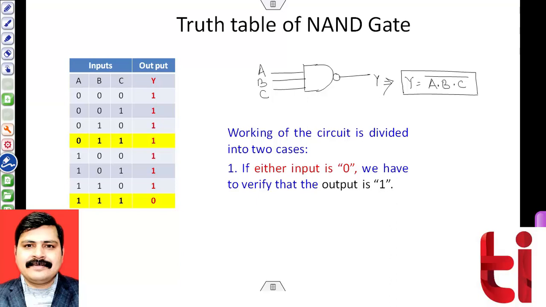And for the example, I have highlighted the term in yellow. We will discuss this particular case when A equals 0, keeping remaining two inputs B and C as 1, 1. And we will verify that for this particular situation, we will have the output 1. And the case number 2 is if all inputs are 1, that means the last row of this truth table, and we will verify that for this particular case my output should be equal to 0. Okay, so this is the basic fundamental which we have represented in the form of truth table for 3 inputs, and we have to verify the functionality of NAND gate.